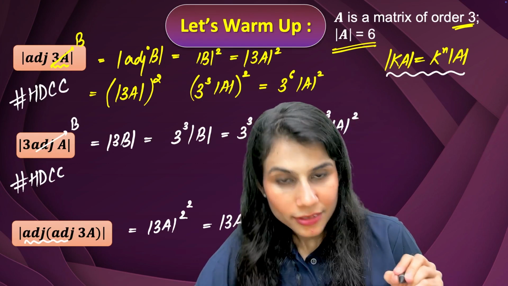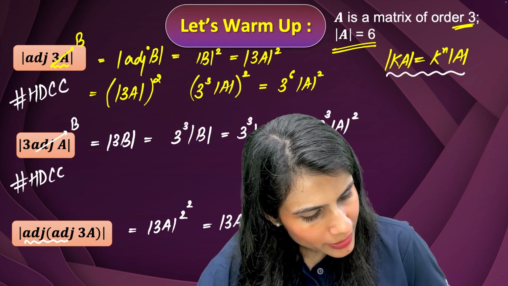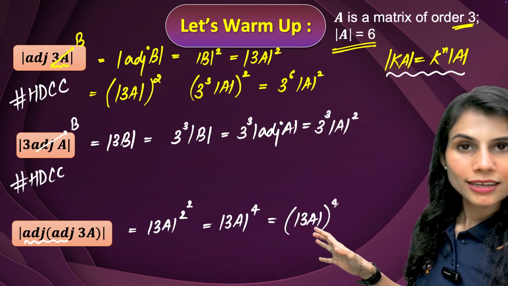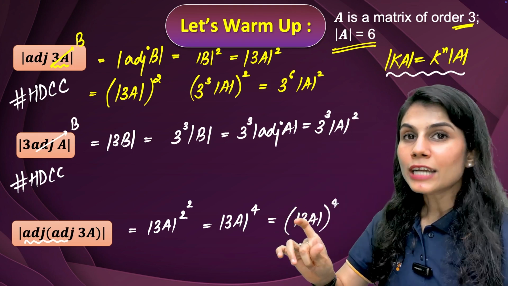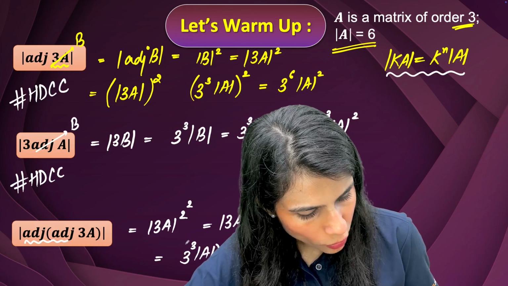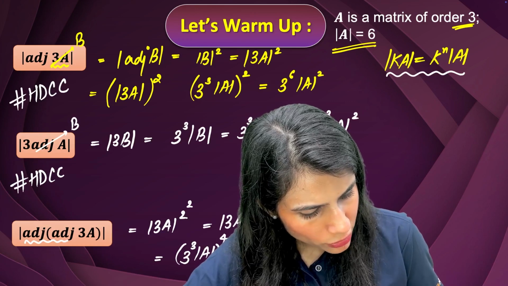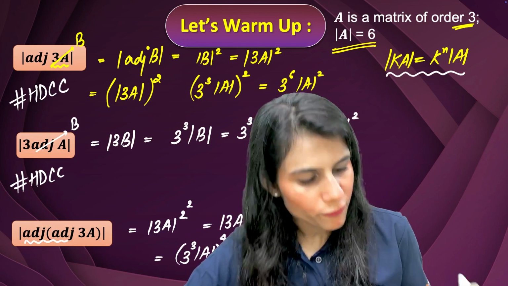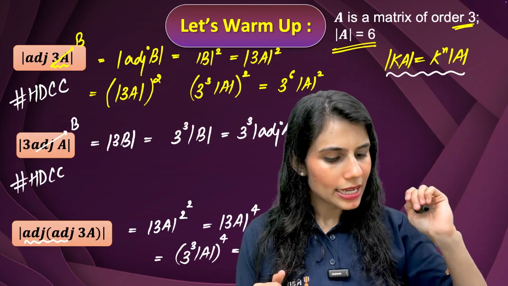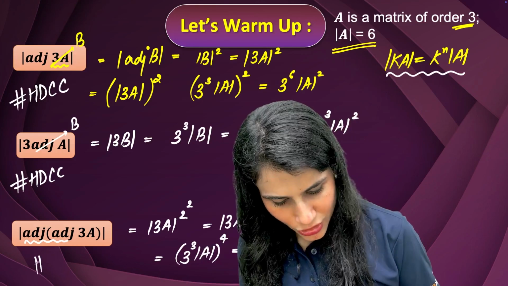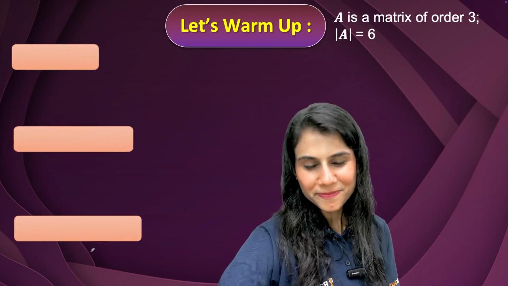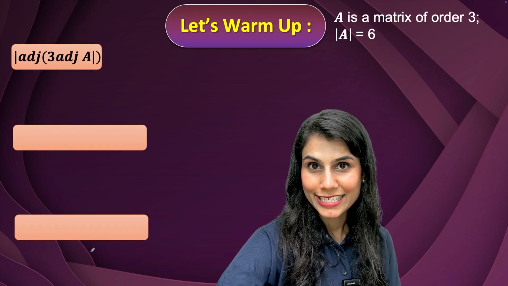Now here again, this is determinant of 3A whole raised to the power 4. That's what it is. Realize. Now 3 will come out of the determinant how many times? 3 times. So you are going to get 3 to the power 3 determinant of A whole to the power 4. This will give you 3 to the power 12 determinant of A to the power 4. Plug in the value of determinant of A as 6 as given above and you are done. Again, hashtag HDCC.